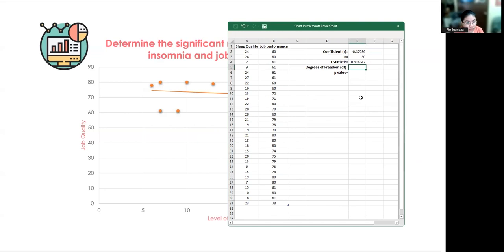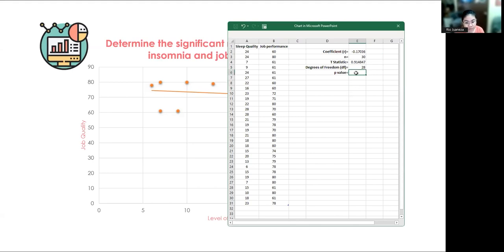So now we have a value of 0.91 for the t statistic. Then next is to determine the degrees of freedom or DF. So to determine the DF, we subtract 2 from n, so n minus 2.